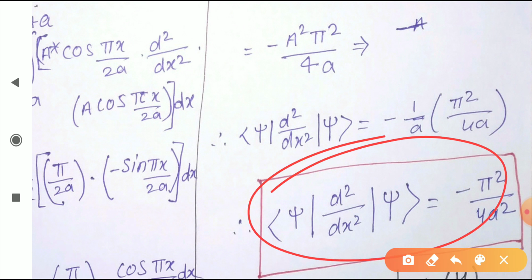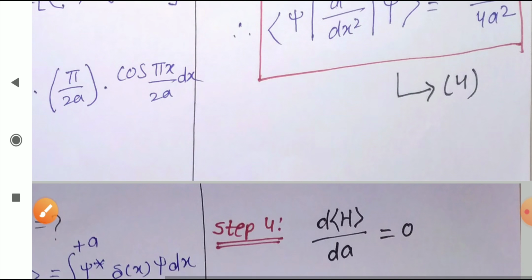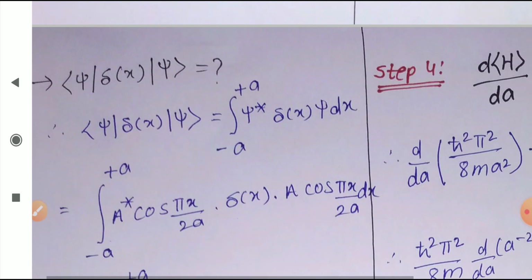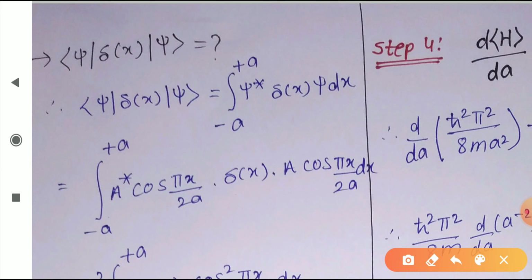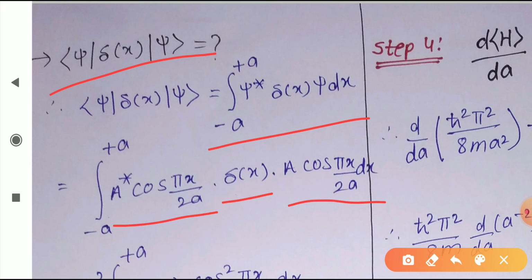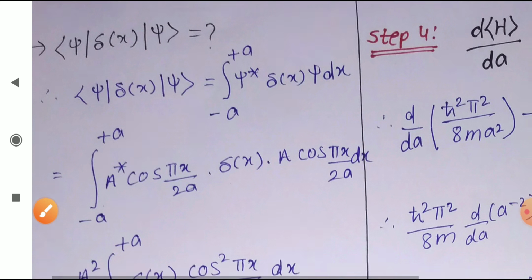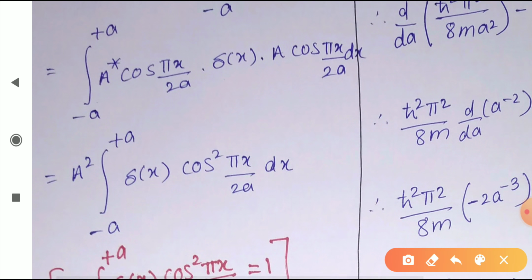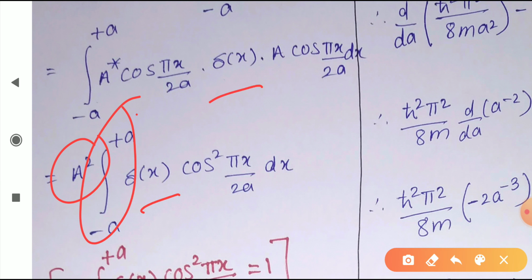Okay, now the second we will do. The second is what? That is delta of x in bracket, that is this. So this I can write in integration form like this, psi star of delta of x psi dx. Instead of psi star, if we substitute the value, here we will get this psi star delta x and psi of x. Clear? So a and a star will give us a square. We can take it outside. Then the limit I will write as it is. Then delta of x I will write as it is. And the cos square pi x by 2a, cos square pi x by 2a, when we multiply this, we'll get cos square x.